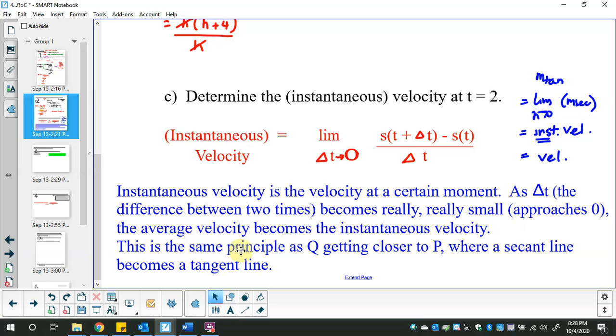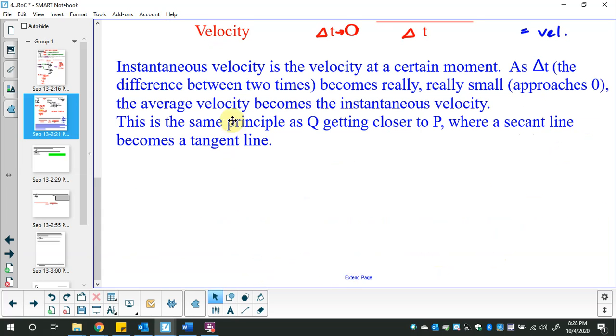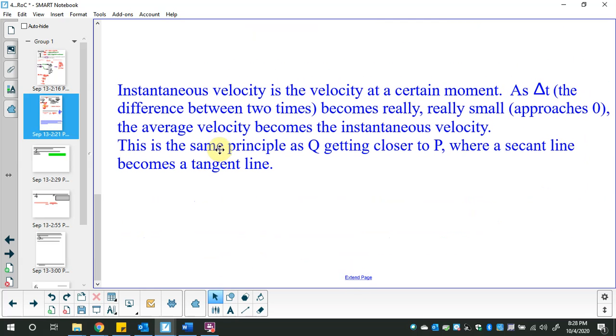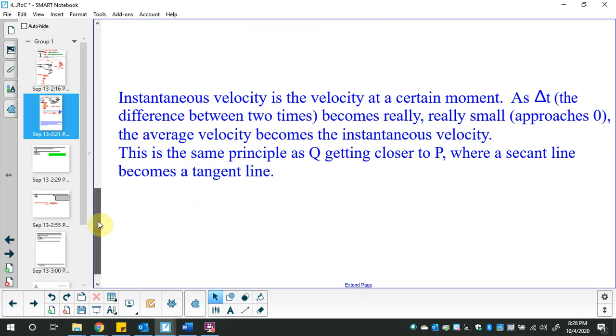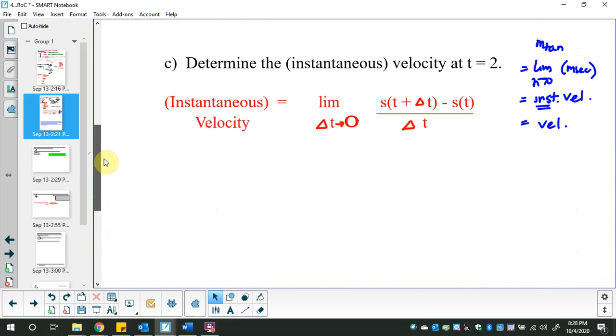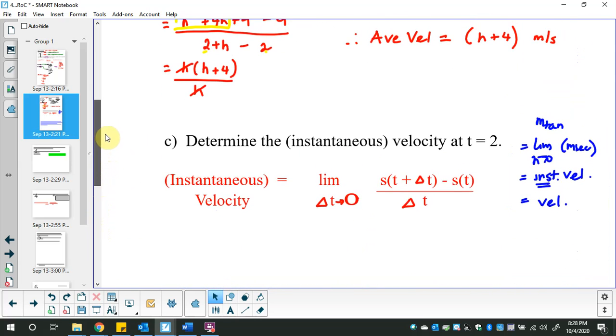This is the same principle as point Q getting closer and closer to point P, which is when a secant line becomes a tangent line. So basically, what this little blurb here is saying is that instantaneous velocity is one particular moment, as opposed to average, which is over the course of time.